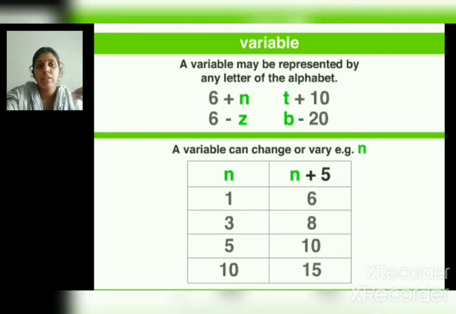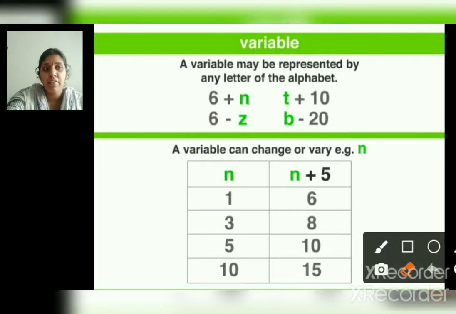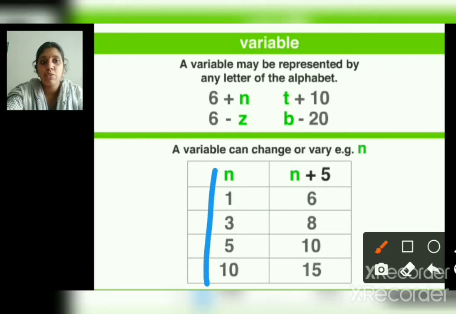Now, below that can you see a table? A variable can change or vary. Example n. In that table, n plus 5. In that n plus 5, which is the variable? N is the variable. Now see, some values of n are given. N is given as 1, 3, 5 and 10.